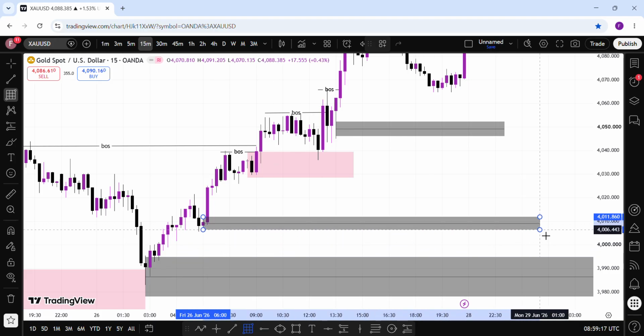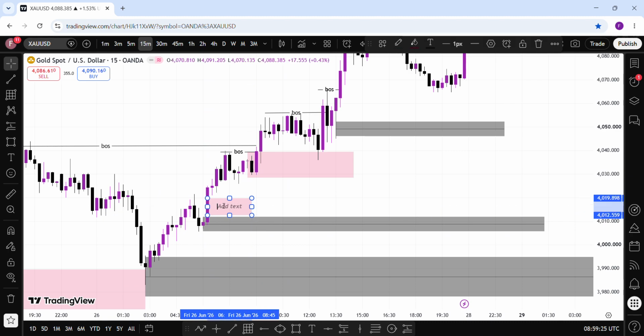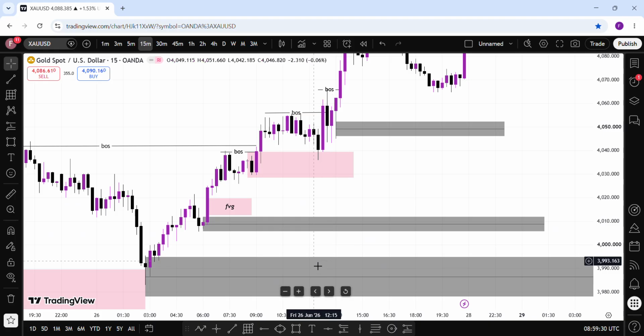It is also viable because we have an FVG. We have an FVG here, fair value gap. We have a fair value gap there. And we have liquidity resting above.